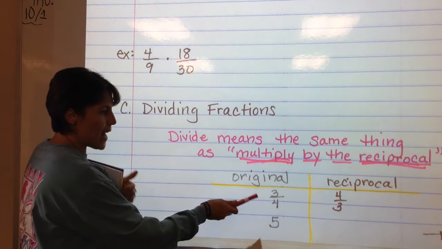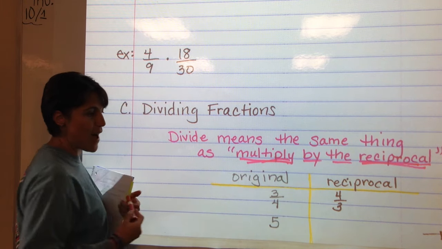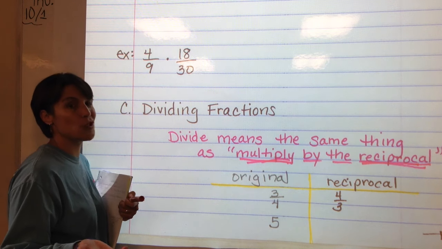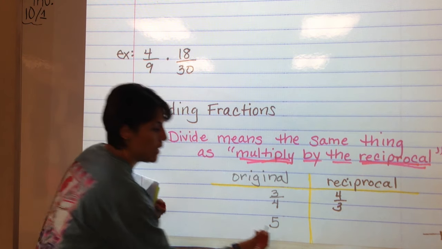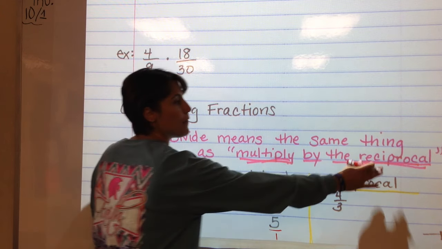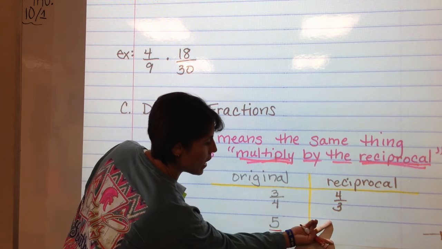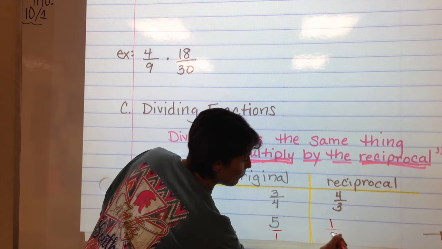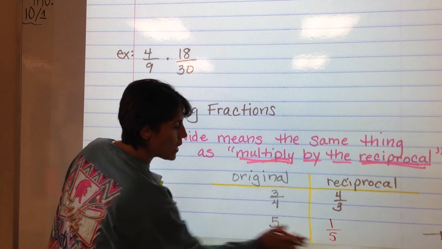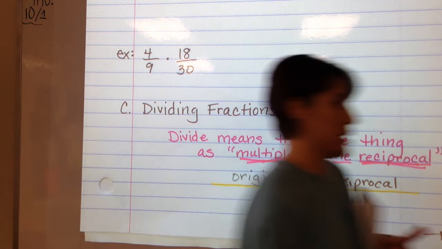All right, so that's easy for 3/4. The reciprocal is 4/3. But what about 5? Just like yesterday's or the day before's lesson, you put 5 over 1. You need a numerator and a denominator so you can find the reciprocal. Now that we've got a numerator and denominator, we can find the reciprocal. We just flip it. The reciprocal of 5 whole is 1/5. Pretty cool? All right, now we practice.